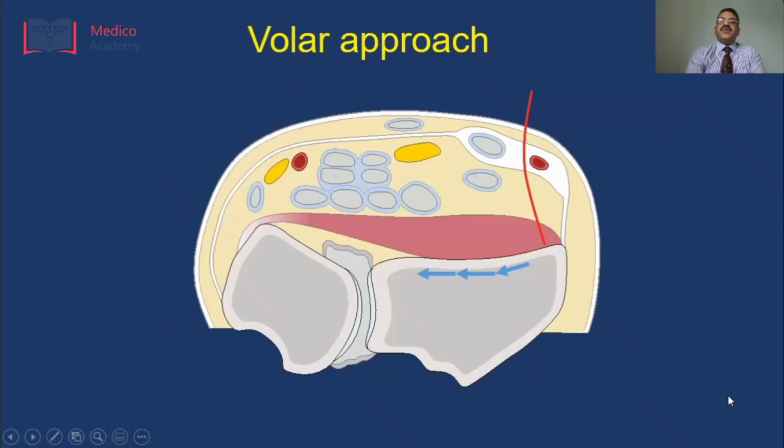The normally employed approach is a modified Henry approach or a volar approach, which goes between the artery and the FCR tendon. You split the sheath and then split the forearm fascia and retract all the tendons to the ulnar side, and that will give you access to the pronator quadratus muscle, which is elevated off the distal radius in a step cut L fashion, which gives us access to the entire distal radius volar surface here.